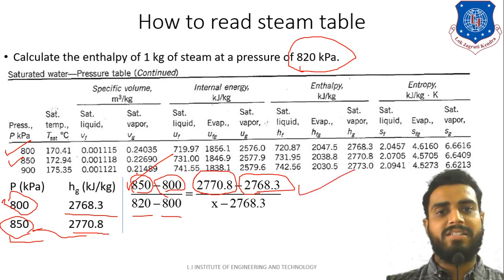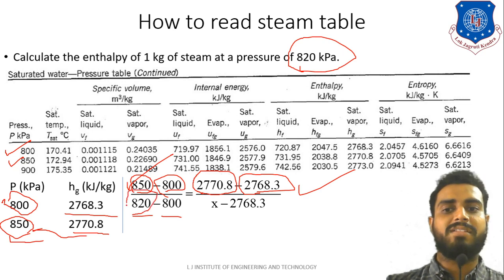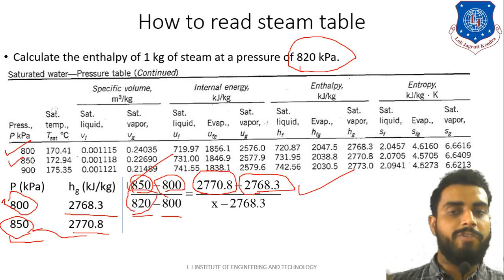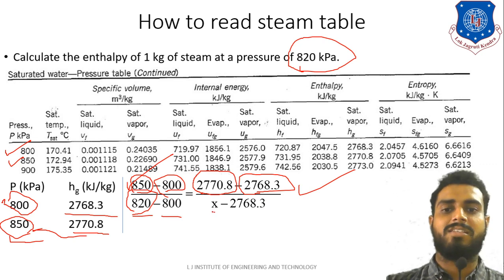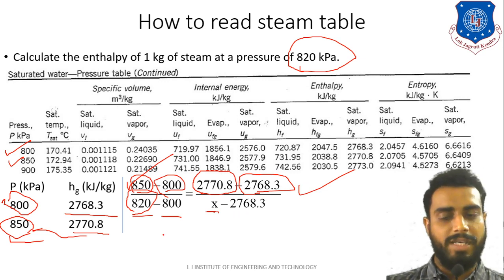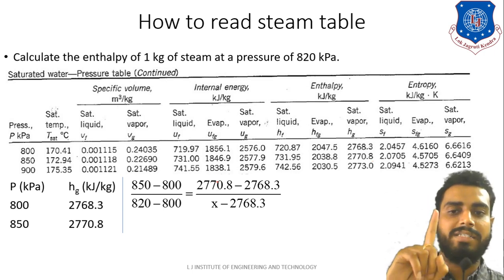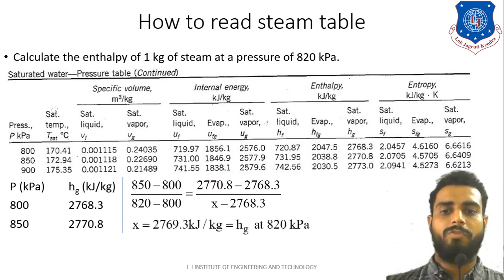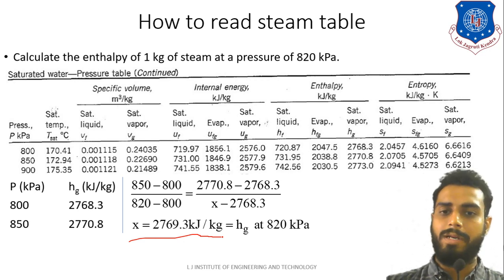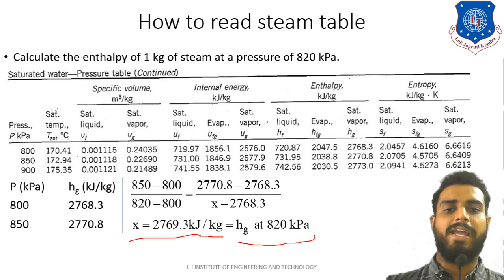Now the value of Hg corresponding to 820 kilopascal is what we do not know. That is what we desire to find out, that is x. So put x over here, minus the corresponding value of dry steam enthalpy Hg at 800 kilopascal, 2768.3. So this is how the equation can be written. In this equation only one unknown is there, that is x. Solving for x, you will find that the enthalpy of dry steam at 820 kilopascal is 2769.3 kilojoule per kg. That is Hg at 820 kilopascal.